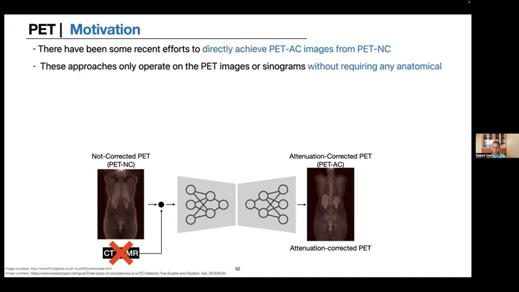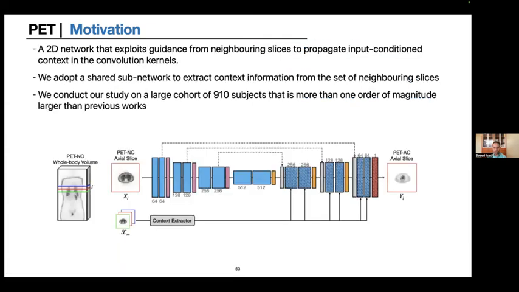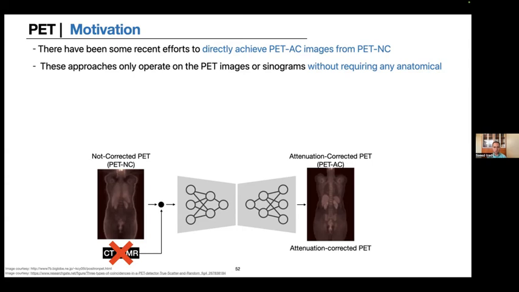There have been some efforts in recent years to directly achieve the corrected PET images from the non-corrected PET images. These approaches only operate on the PET images or sinograms without requiring any anatomical information provided by CT or MR. However, in all existing methods that we see in the literature, a single network is used to restore the tracer uptake across all subjects and anatomical regions, while we know that the tracer uptake varies substantially between subjects and between the organs.